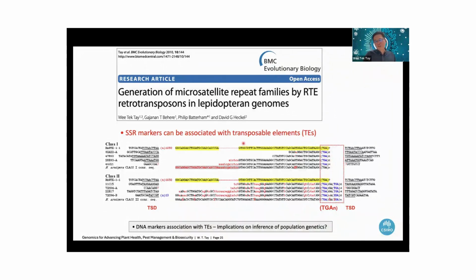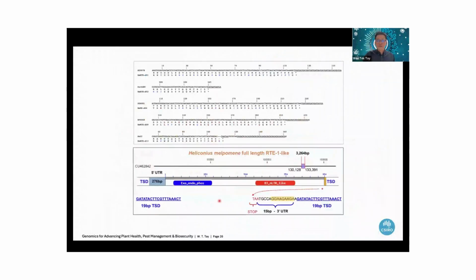However, we know from genome sequencing exercises and from extensive sequencing of the genome that microsatellite markers are likely to be related to transposable elements. And in this case, this is an example of association with a transposable element called RTE. It has a TSD, which stands for target site duplication. I'll talk a bit more about that. Very quickly, though, we can demonstrate that RTE, this mobile element, here we have a full-length mobile element, is found in the genome of Heliconius, a butterfly, and it has a repeat unit.